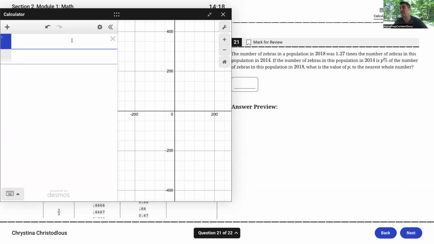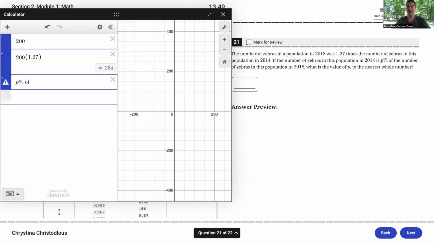The number of zebras in a population in 2018 was 1.27 times the number of zebras in the population in 2014. For right now, I'm going to say the amount of zebras in the population in 2014 was 200. 200 times 1.27 gives me the number of zebras now in 2018. Then the number of zebras in this population in 2014 is p% the number of zebras in the population in 2018. So I'm going to go p% of the number of zebras in 2018.